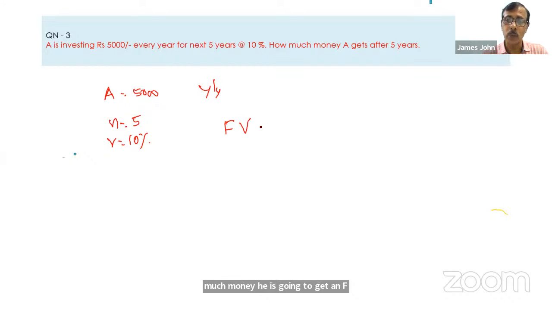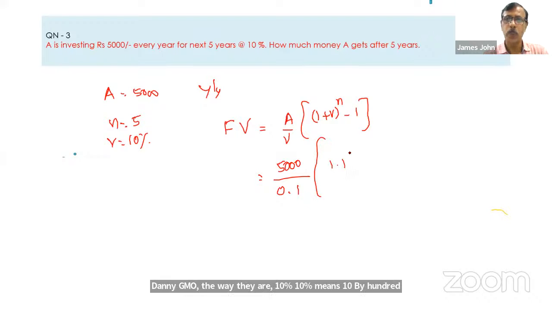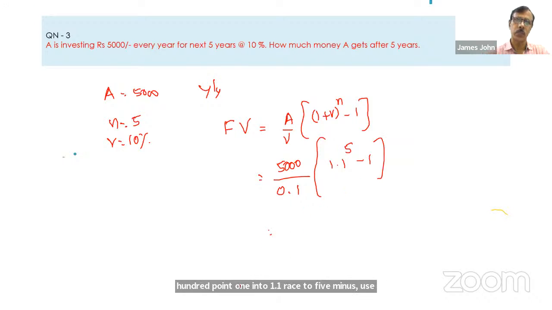And what's the formula for future value? The formula is A by R into (1 plus R) the whole raised to N minus 1. Substitute: what is A? A is 5,000, the annuity amount, divided by R, 10%. 10% means 10 by 100, 0.1, into 1.1 raised to 5 minus 1. You simplify this, you will get the future value.